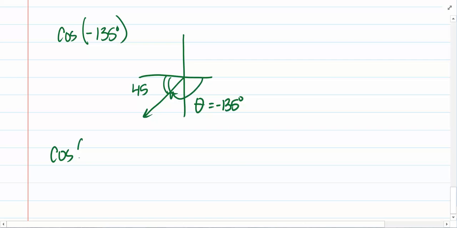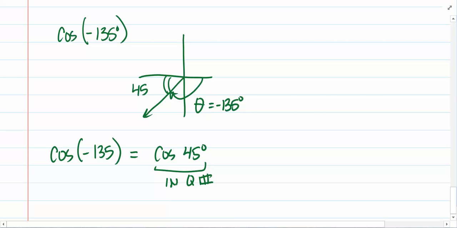Check this out. The cosine of negative 135 is equal to the cosine of 45 degrees, but in quadrant 3, because look where that angle ends up. The terminal side is in quadrant 3, right? So we know the cosine of 45 degrees is root 2 over 2, but because I'm in quadrant 3, it's negative. Negative root 2 over 2.